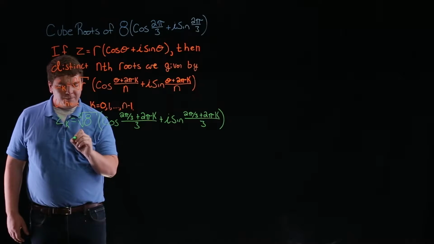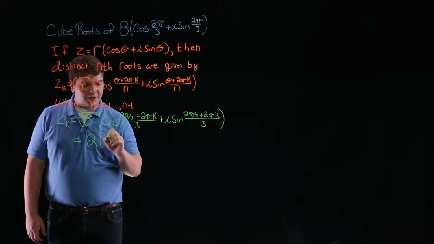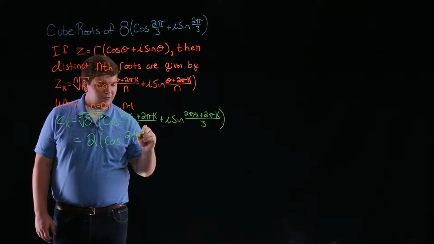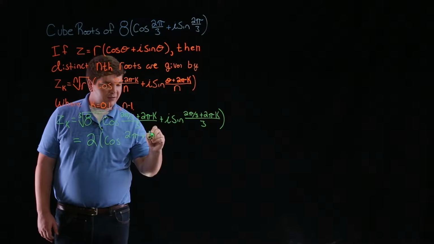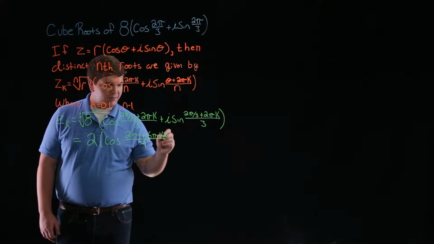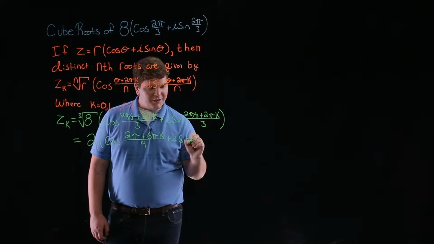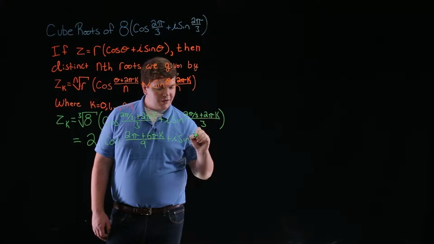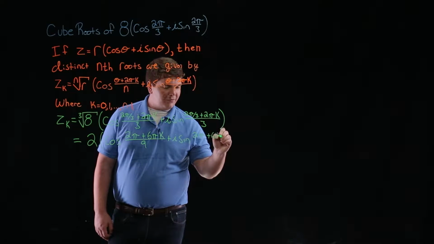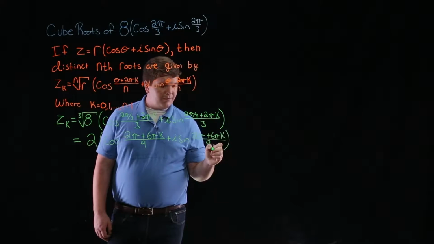Now this will simplify to 2 times cosine of (2 pi plus 6 pi k), all divided by 9, plus i times sine of (2 pi plus 6 pi k), all divided by 9. Okay.